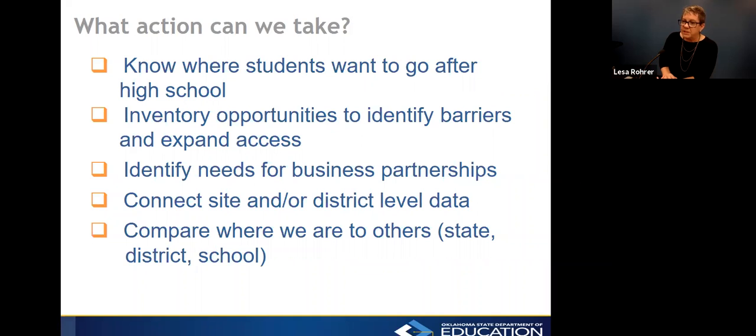So one of the first things to know is to know where your students want to go after high school so that you can connect an opportunity that has meaning to them to what they want to be. Inventory the opportunities and identify barriers to expand access. Identify needs for business partnerships, connect site and or district level data, and of course compare where you are with others, because when we compare where we are, it lets us link and leverage and expand those things that are working and mitigate those things that are not.